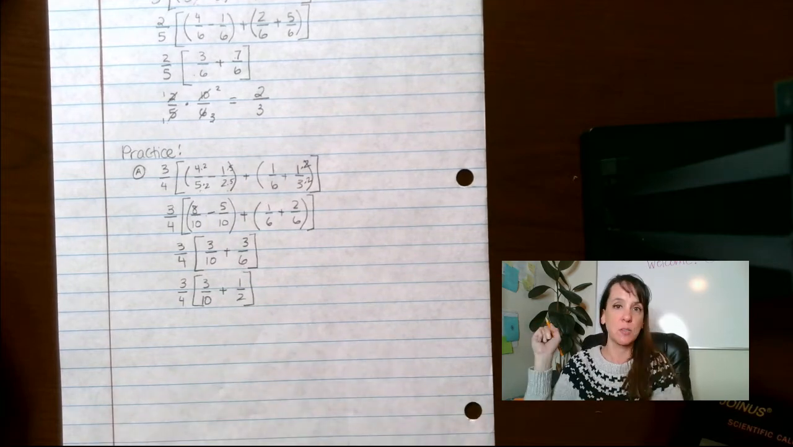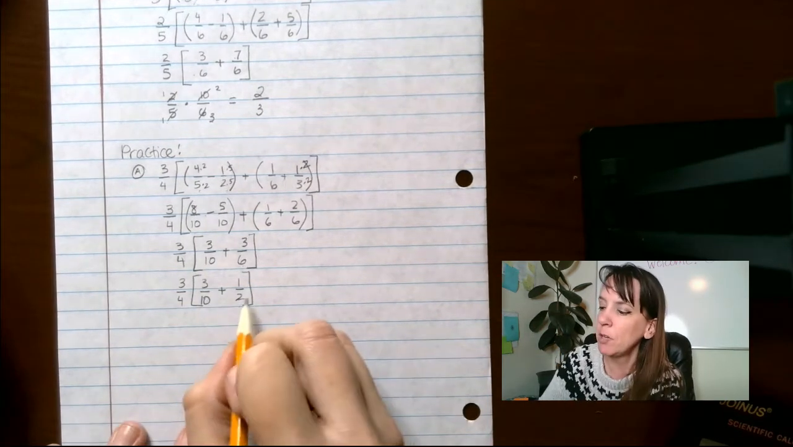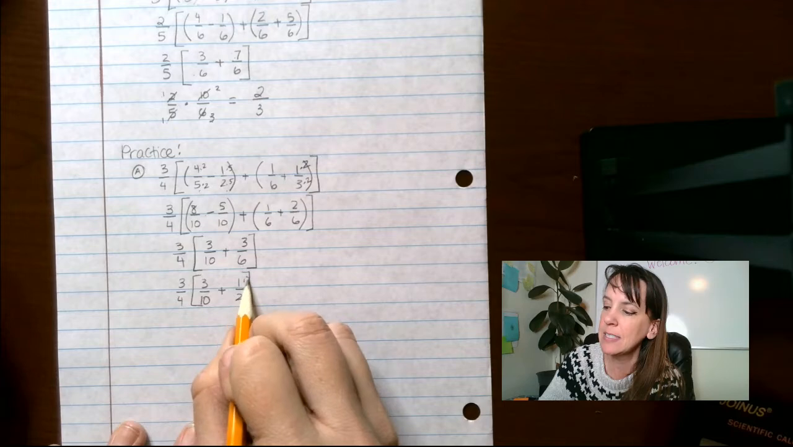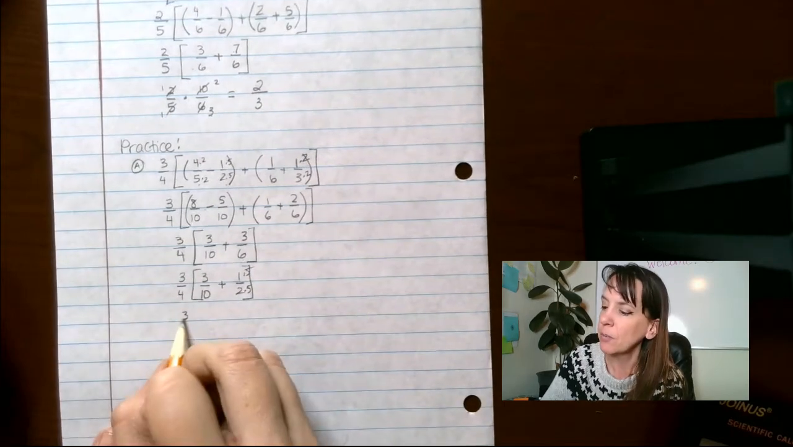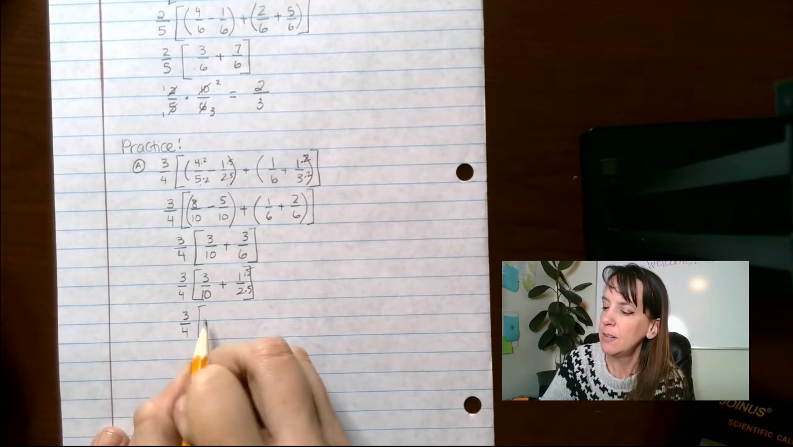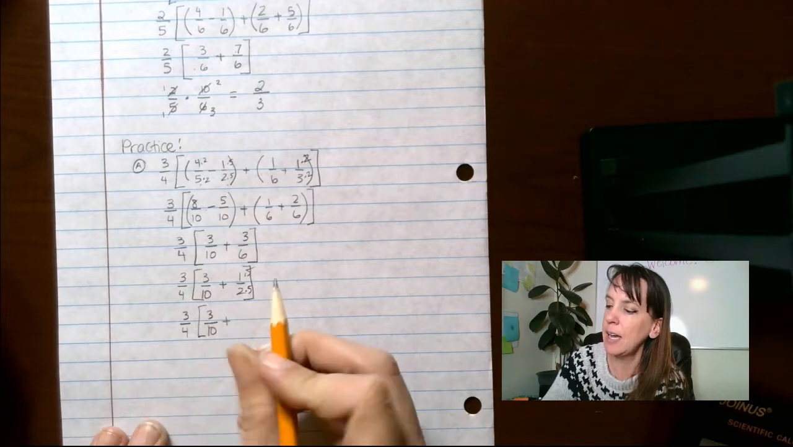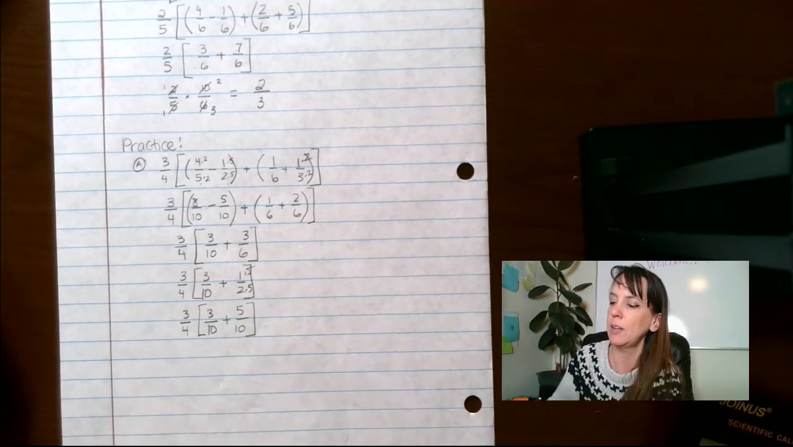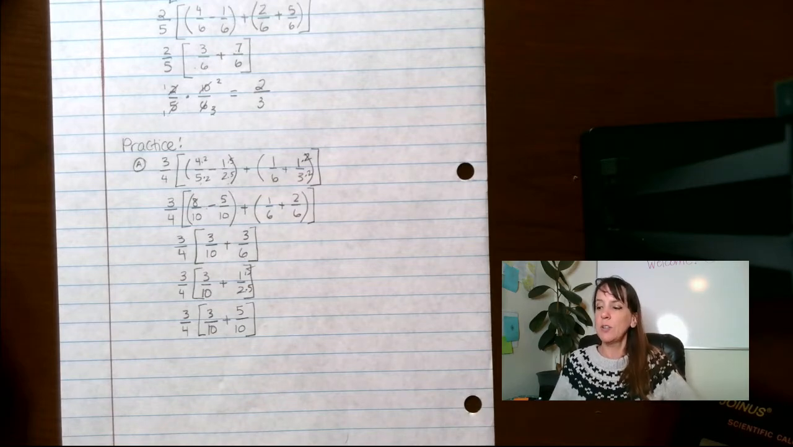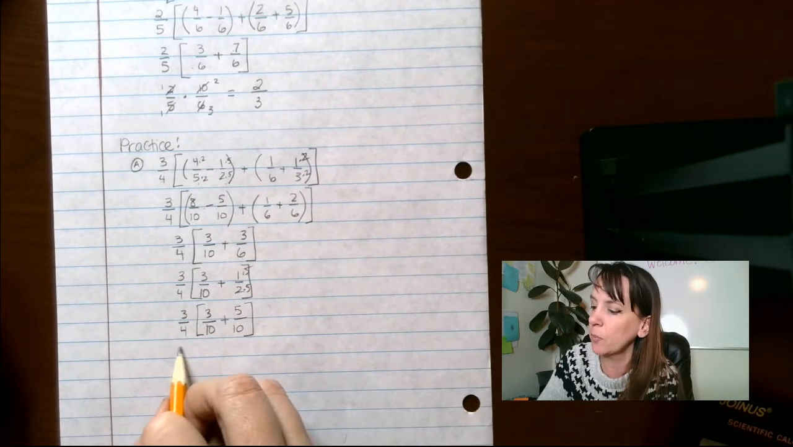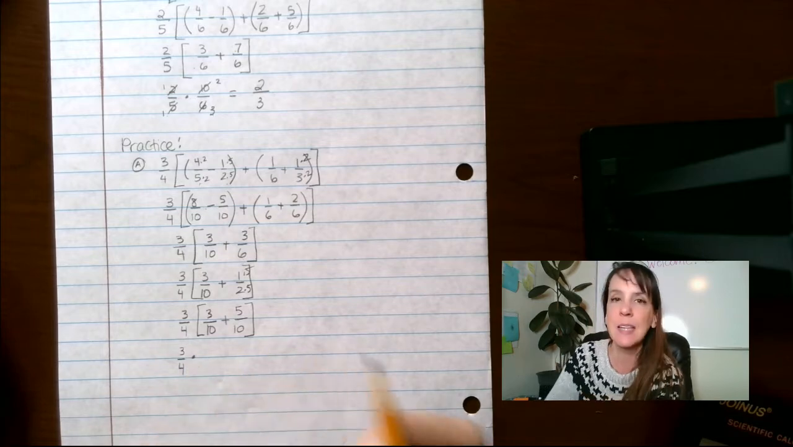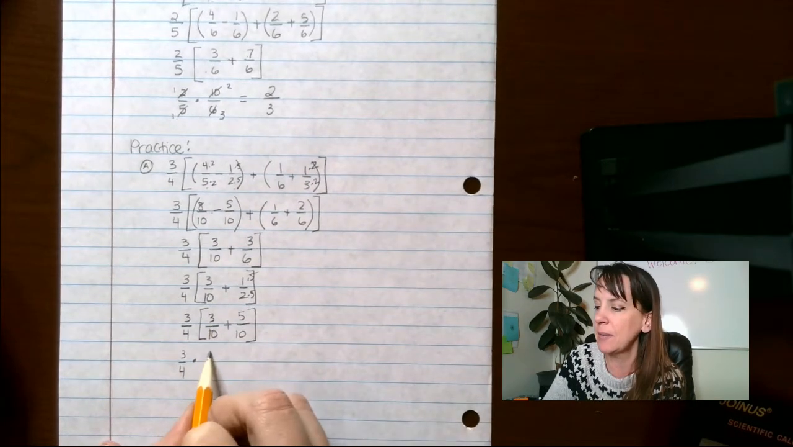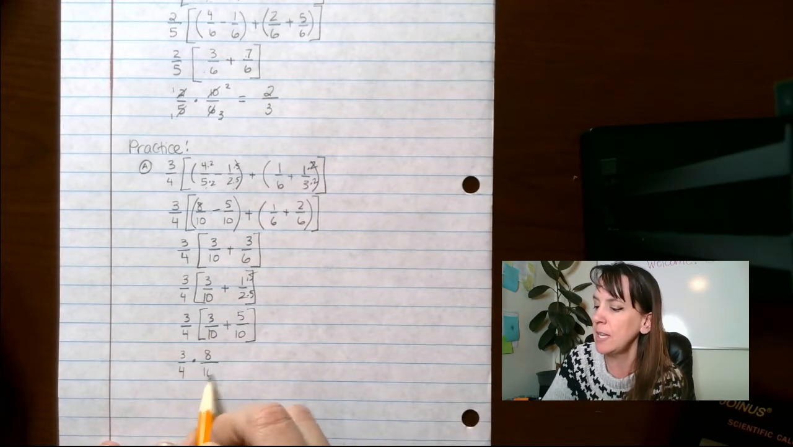Now, again, because we're adding, we need a common denominator. I'm going to multiply this guy by 5 and this guy by 5. 3 over 4, 3/10 plus 5/10. Beautiful. I like it. Okay, so, and then in this case, we end up with 3 over 4 times 5 plus that is going to be 8 over 10.